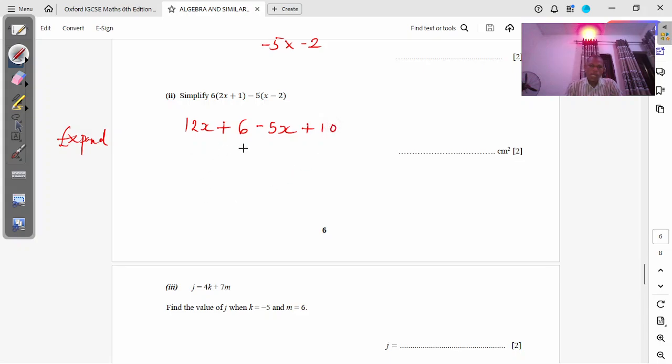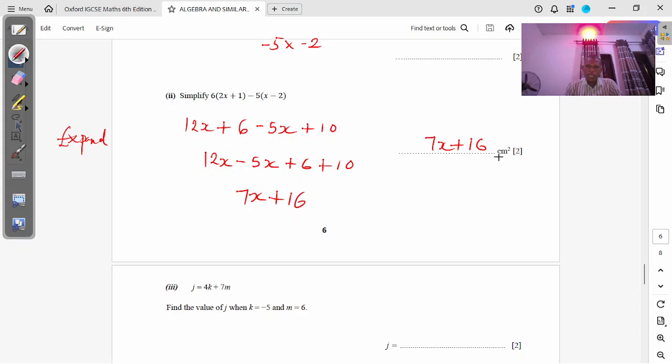So I'm going to collect like terms here now. So I have 12x minus 5x, then plus 6 plus 10. This gives me 7x plus what? 16. That's the final answer. So the answer is 7x plus 16.